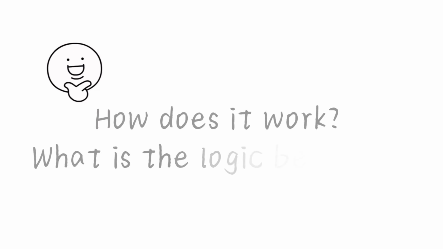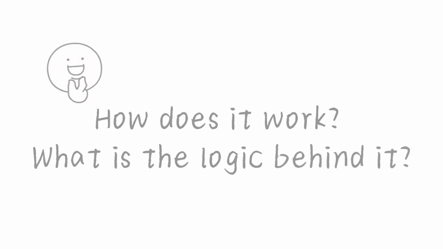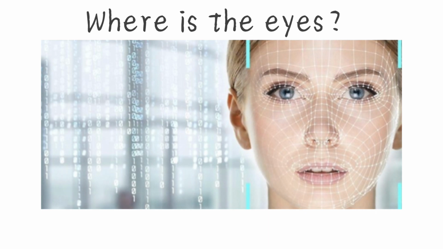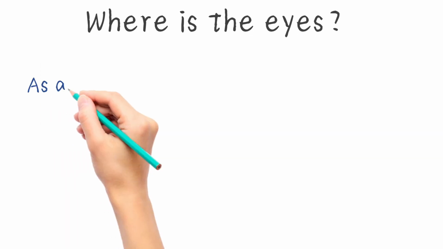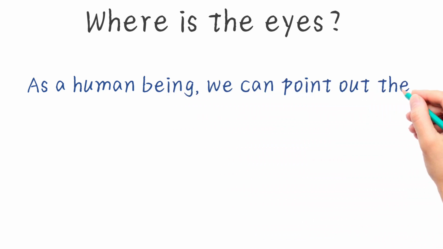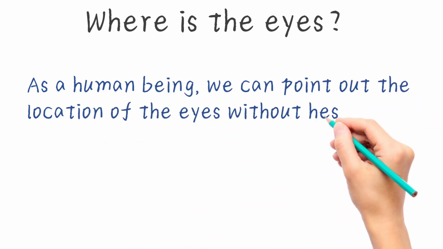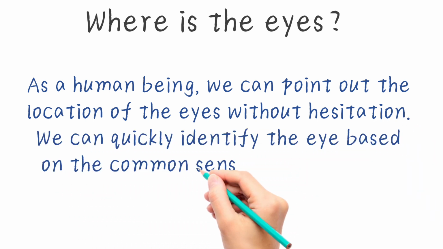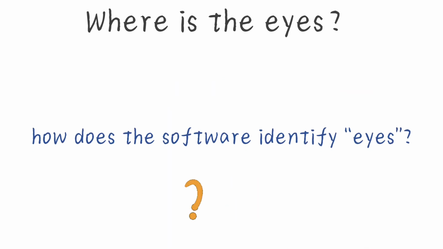Knowing that OpenCV is so versatile, we can't help but think, how does it work? And what is the logic behind it? Well, let's see. Here is a picture. And here goes our question. Where are the eyes? As a human being, we can point out the location of the eyes without hesitation. We can quickly identify the eyes based on the common sense perception in our head. However, how does the software identify eyes?